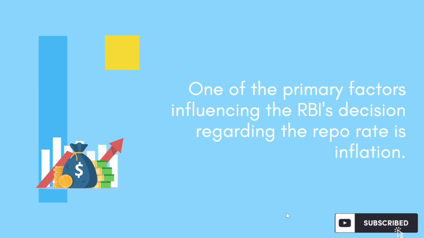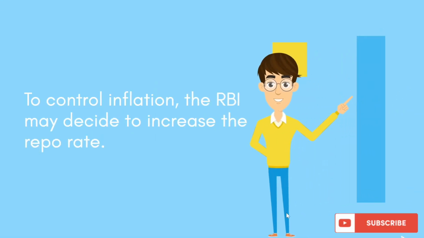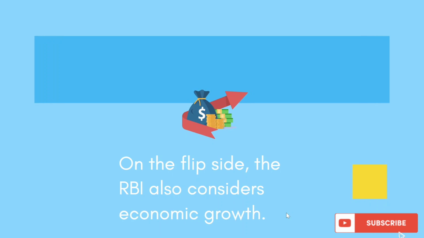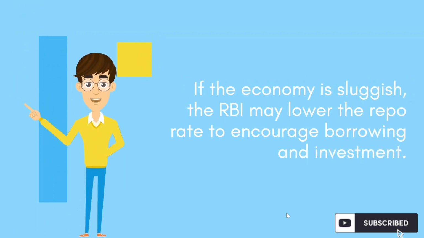One of the primary factors influencing the RBI's decision regarding the repo rate is inflation. High inflation can erode the purchasing power of the currency, making it more expensive for people to buy goods and services. To control inflation, the RBI may decide to increase the repo rate. This encourages banks to lend less and consumers to save more. On the flip side, the RBI also considers economic growth. If the economy is sluggish, the RBI may lower the repo rate to encourage borrowing and investment.